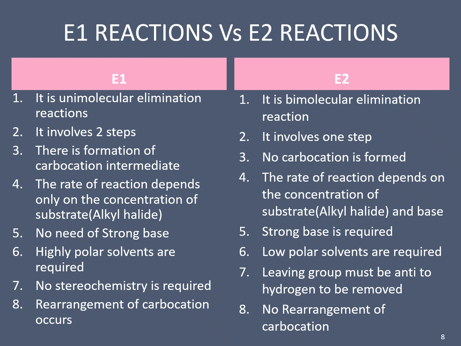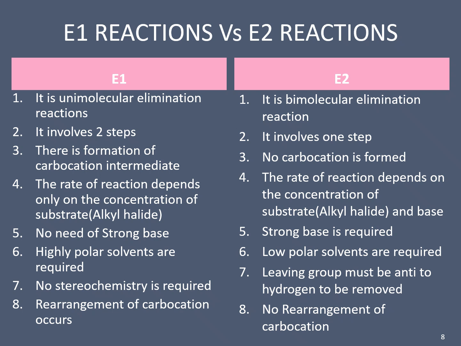Now we will compare E1 elimination reactions with E2 elimination reactions. If we consider E1 elimination reaction, it is a unimolecular elimination reaction, because in the rate determining step only one substance is there, that is the substrate. But E2 elimination reaction is a bimolecular elimination reaction. That means in the rate determining step, two molecules are reacting, that is the substrate and base are reacting to get alkene.